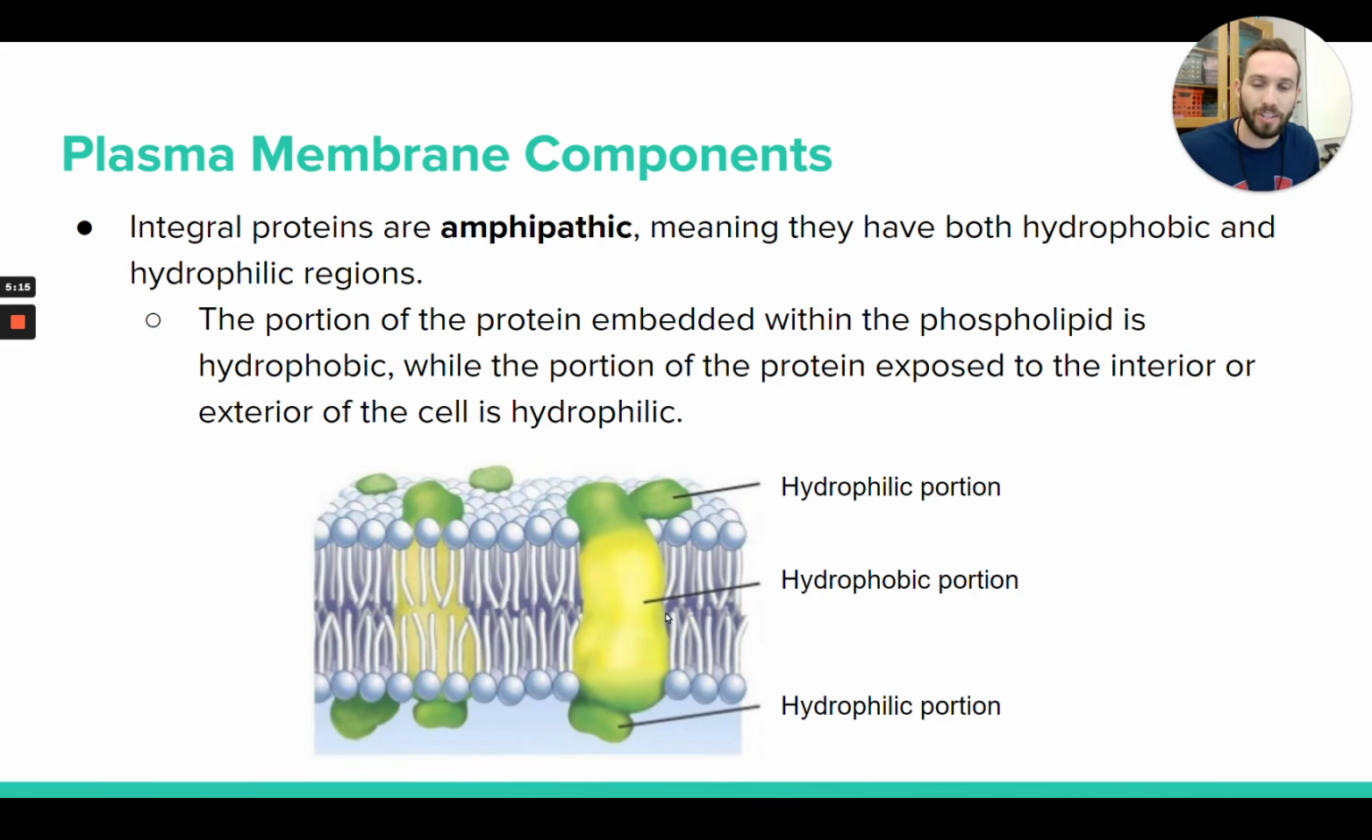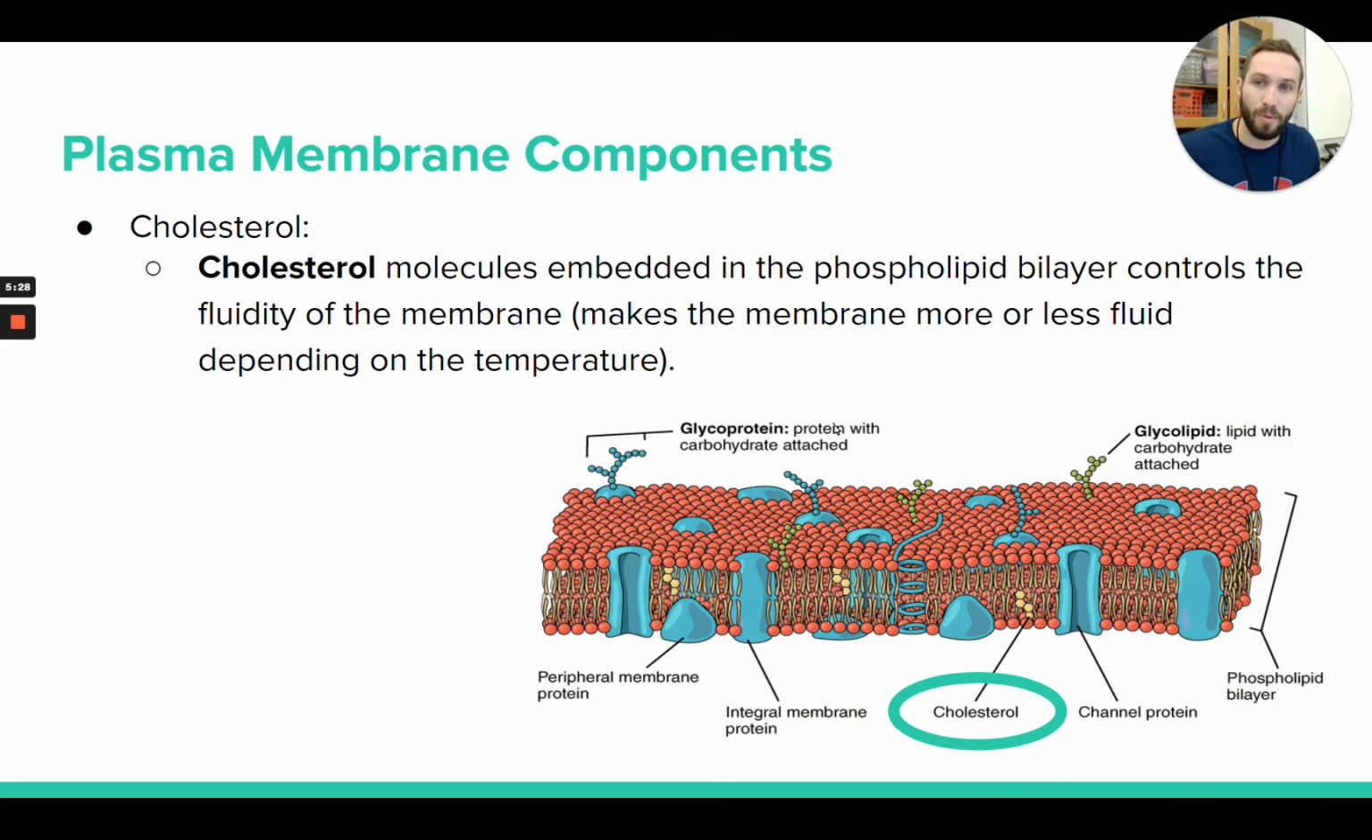And so know this term from this point on, amphipathic, and that a lot of times when we're looking at these membrane proteins, they are going to have polar and non-polar regions that are allowing them to be embedded in the cell membrane.